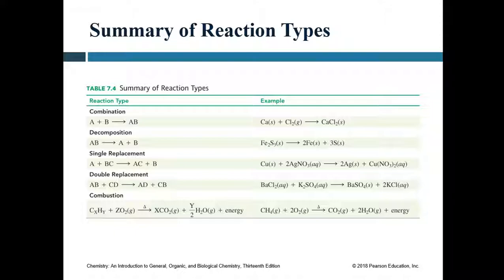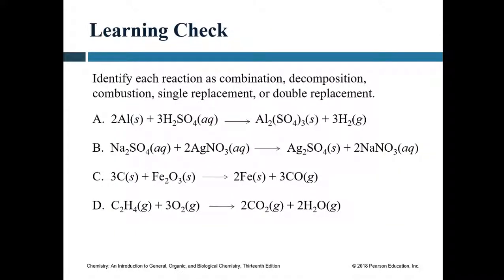So here's a summary of the different reaction types that you can go back and look at in Table 7.4 if you need. So here we go. Here's our learning check. Please identify each of these as a combination, decomposition, combustion, replacement, or double replacement. Well, let's look at this. We have one item plus a compound, and it looks like our aluminum goes in and kicks out the hydrogen because our aluminum is now hooked up with our sulfate and out pops hydrogen. Well, that is a single replacement.